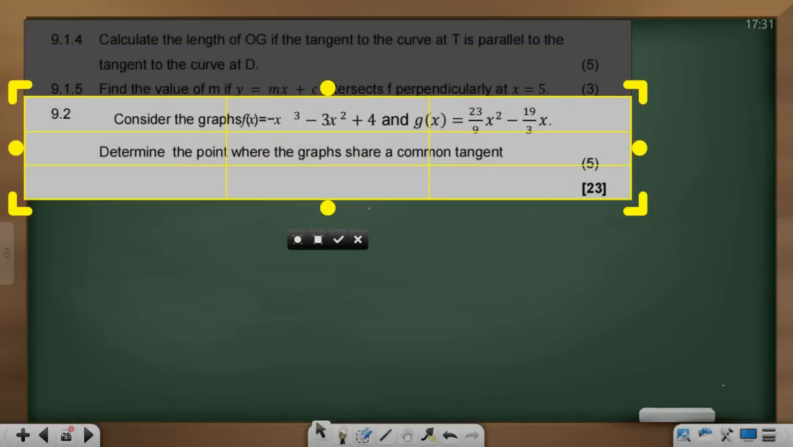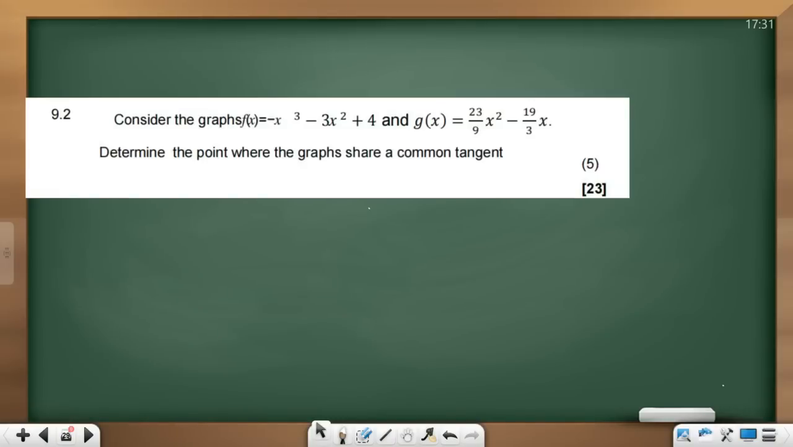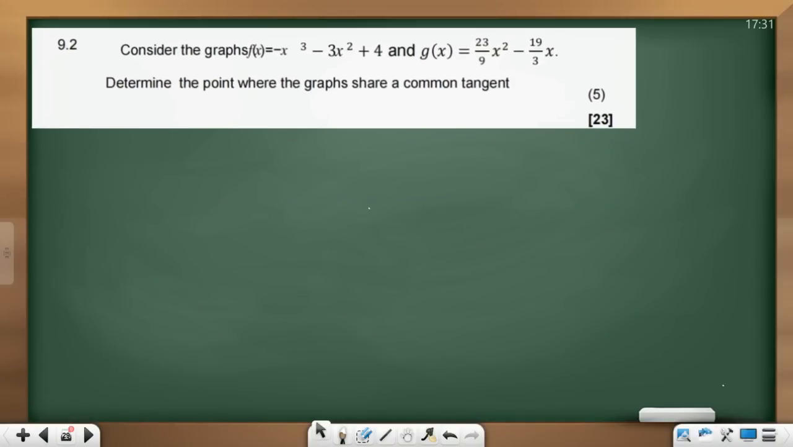Question on its own. Consider the graph f of x equals negative x cubed minus 3x squared plus 4, and g of x equals 23 over 9 x squared minus 19 over 3 x, that's a parabola. Now, determine the point where the graphs share a common tangent.